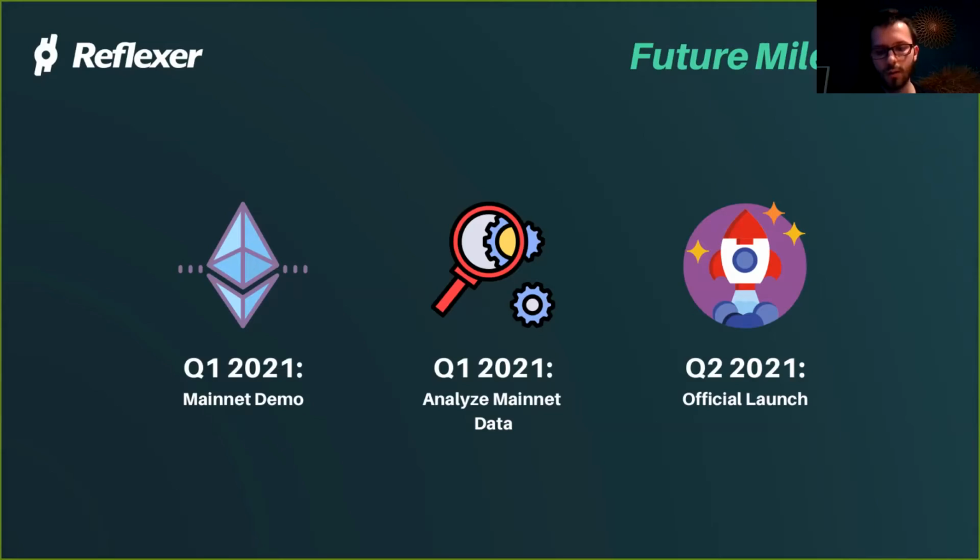And 2 months after that, I would say maximum, ideally in June 2021, we would like to actually launch the big mainnet system.